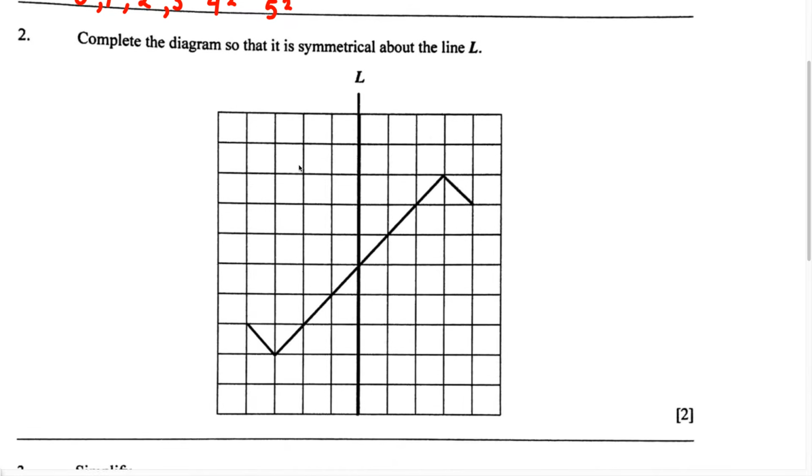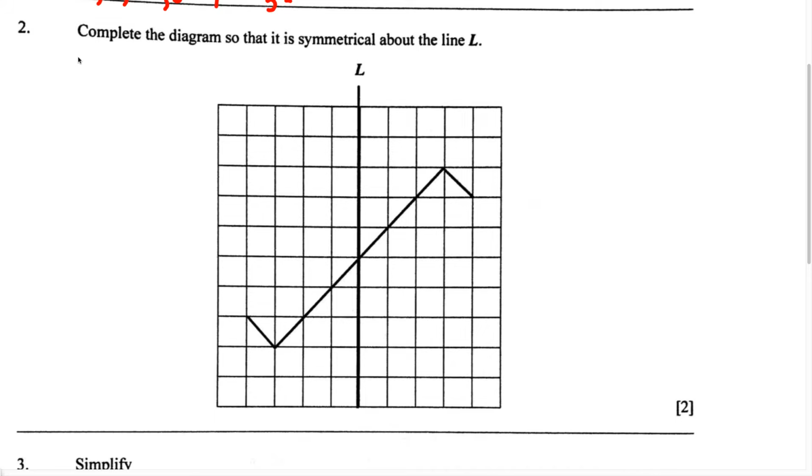Okay. Now let's look at this. Question 2 says, complete the diagram so that it is symmetrical about the line L. So anytime we see this word symmetrical, we know it means symmetry. And they give us a line, which is line L. Therefore, line L is going to be used as our mirror line, which is going to make our work a whole lot easier. So we're just going to look for all the points that we have so far.